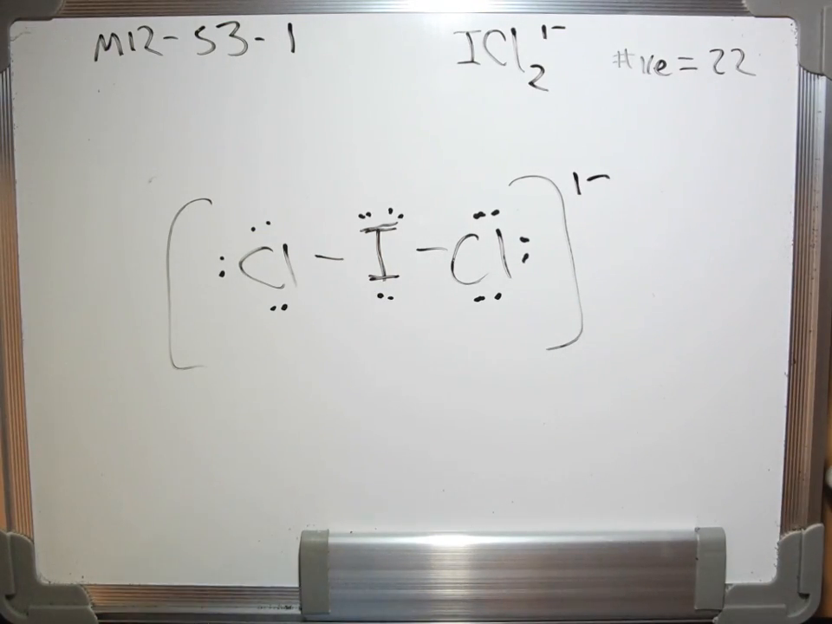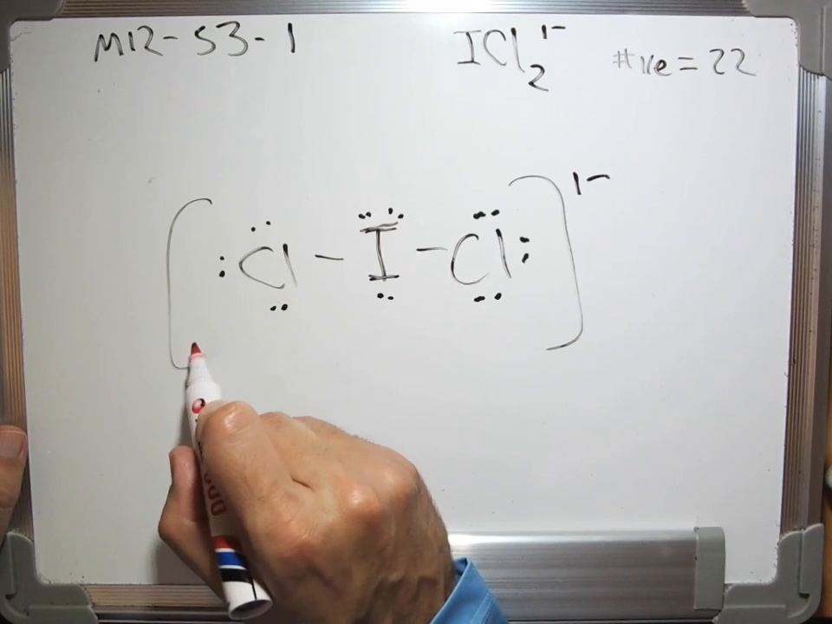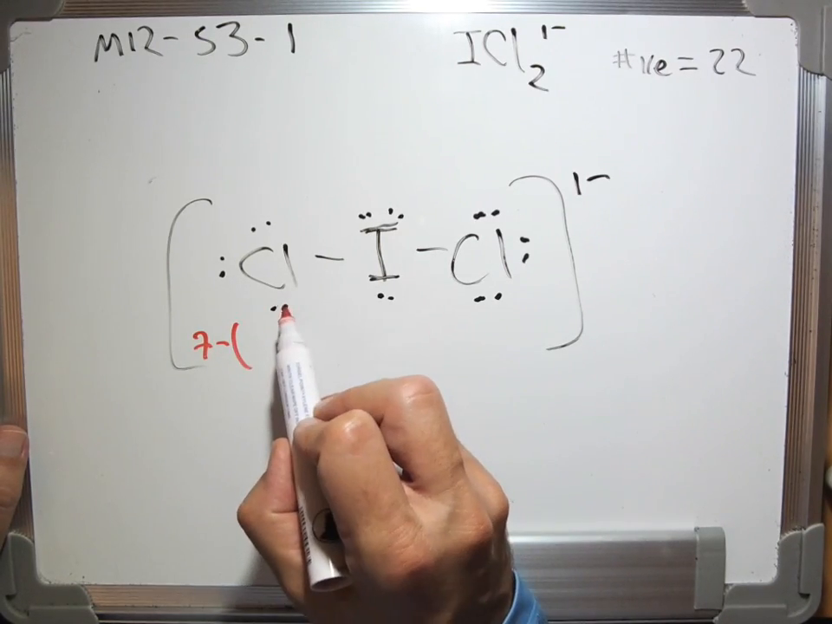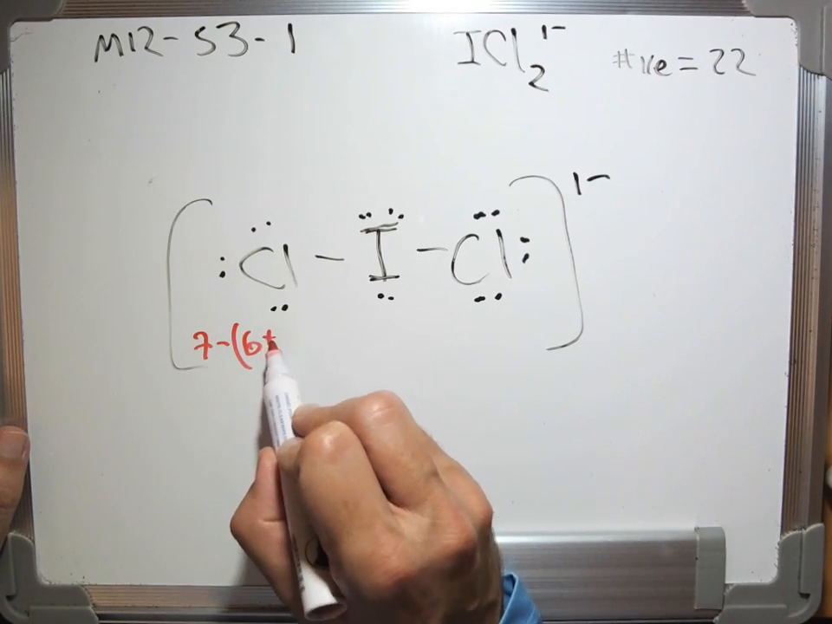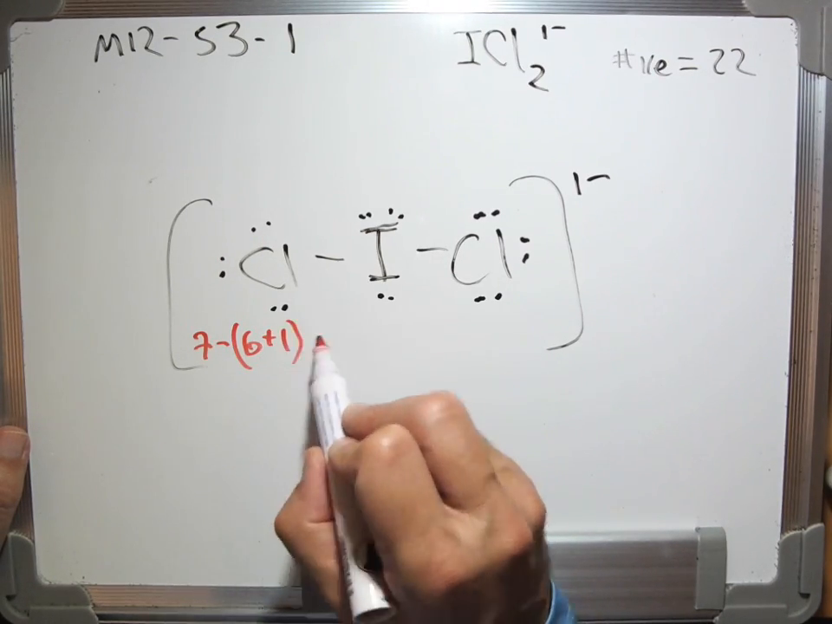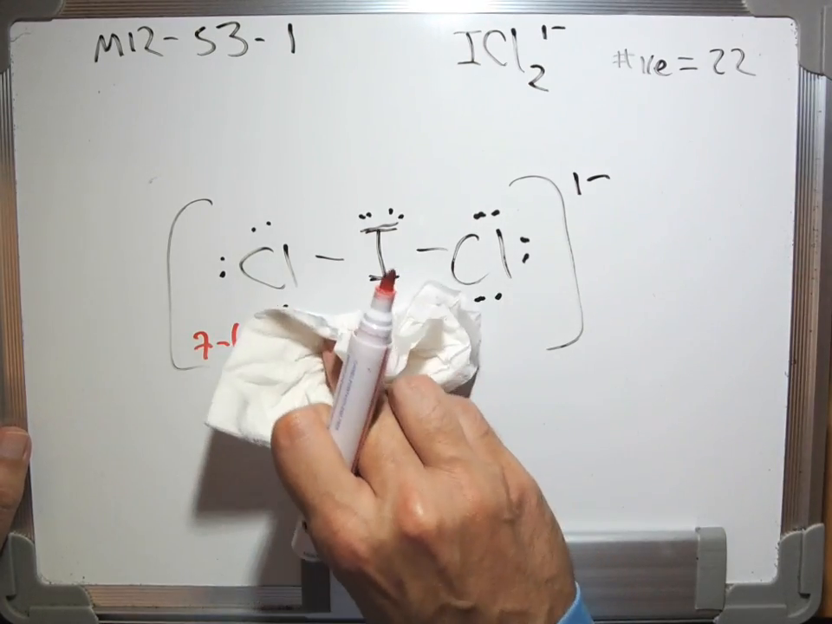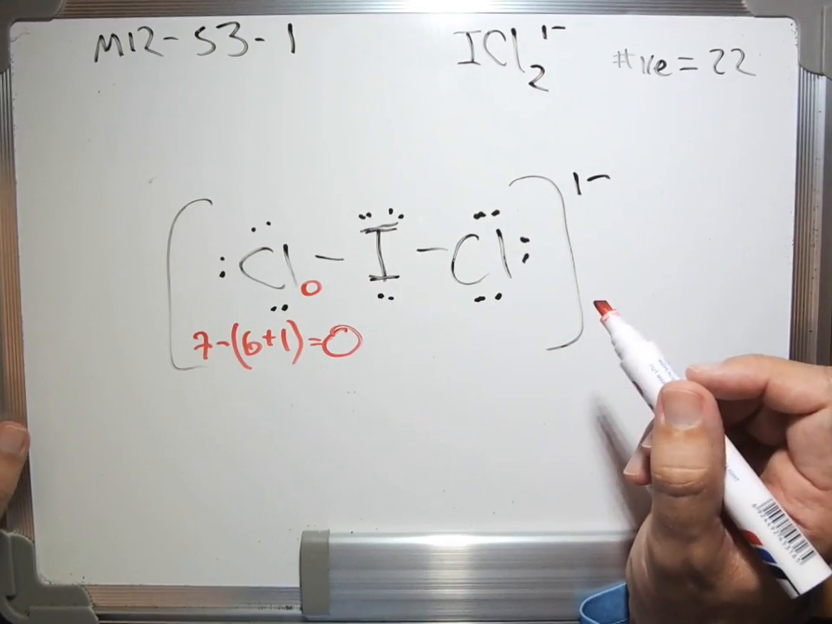And now I can go assign formal charges. Let's do it first for this chlorine. That chlorine is in group 7, so I would have 7 minus the sum of number of electrons in electron pairs. There are 6 of those. I've got one bond line, a formal charge of 0. So a formal charge of 0 there.